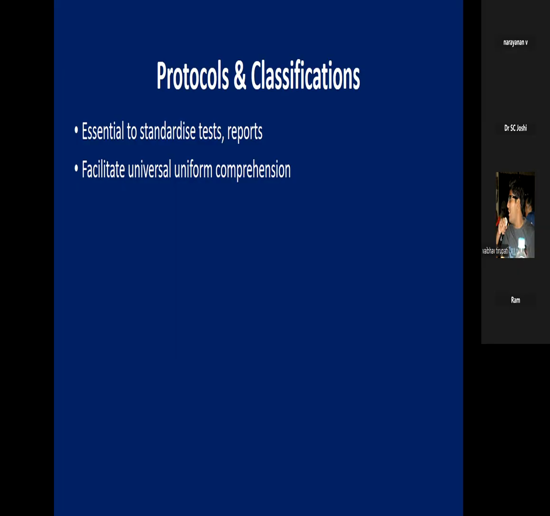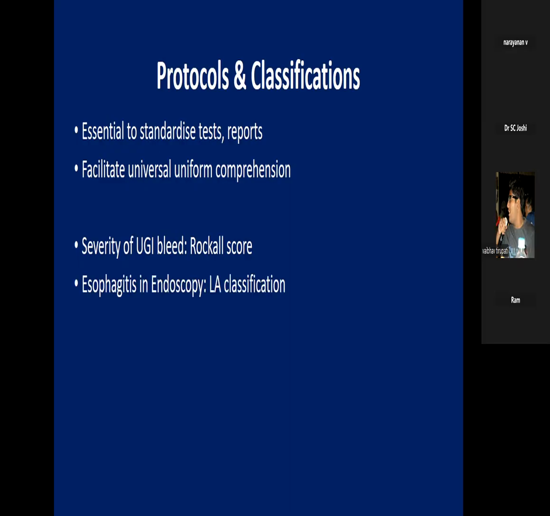To give you some examples, when we all talk of severity of an upper GI bleed, you say this patient had a Rockall score of so much, everybody understands what you mean. Same way, when we say esophagitis, we use the Los Angeles classification. I say LA A, you also know what LA A is. If I say LA D, you know LA D. So each of us uses it appropriately. We understand each other. We are speaking in the same language.